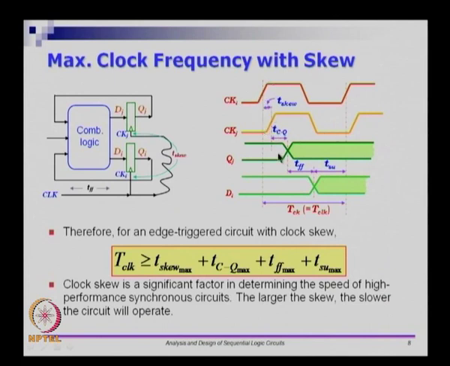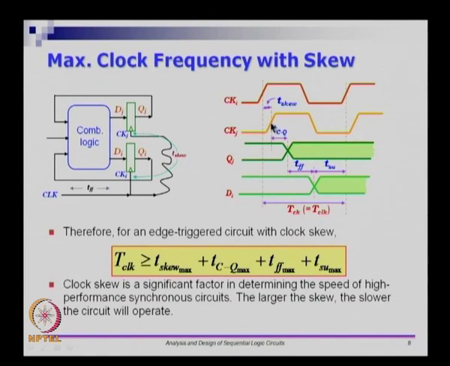Your clock period should take care of the fact that this T skew plus TCQ plus TFF plus TSU. The launching flip flop is J, the landing flip flop is I, and the launching flip flop is actually seeing its clock late, which means it has less time to get the whole data ready so that the landing one can see it at the right time without any violation. So that is what you have here: TCLK is greater than or equal to T skew max plus TCQ max plus TFF max plus TSU max, all of them considering the largest values.